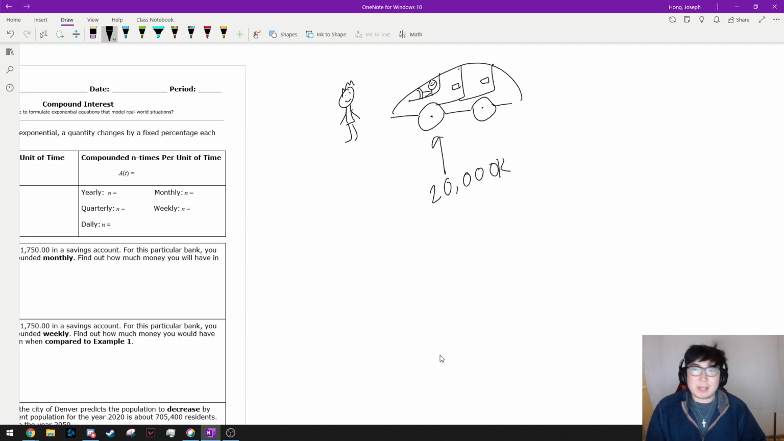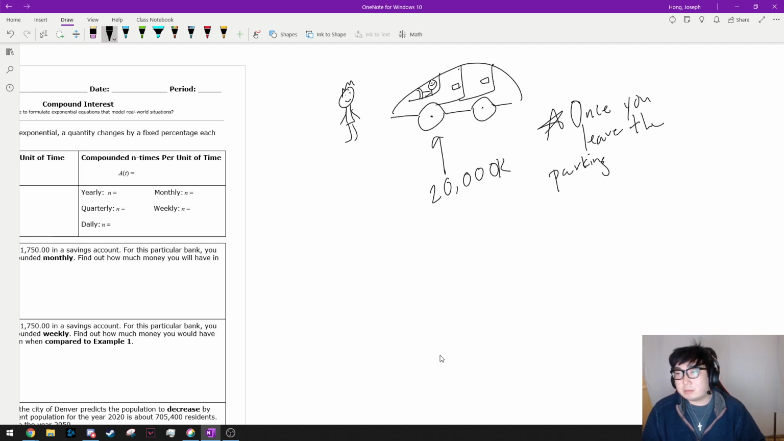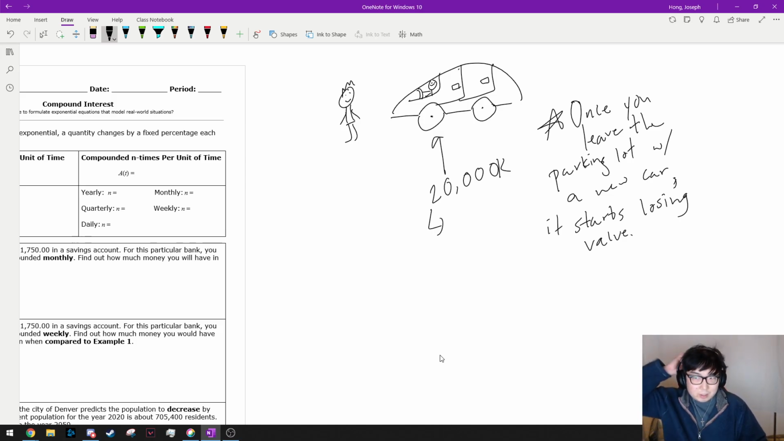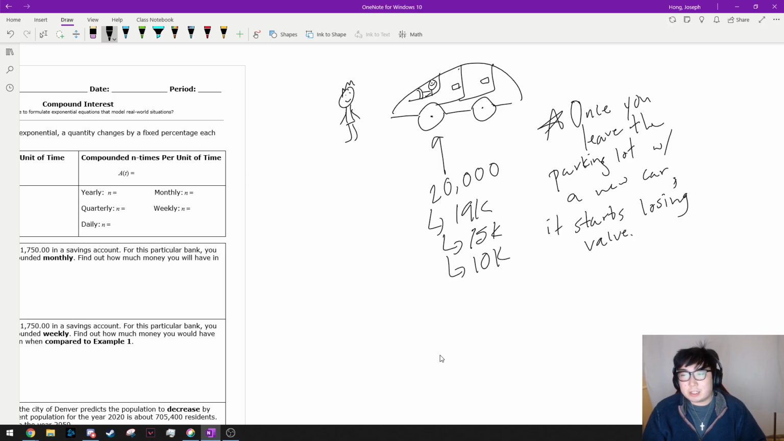And we all have that idea that once you leave the parking lot with a new car, it starts losing value. Value, not values. As in, your car becomes less worth it. As in, like, after a year, it could be around like 19K. And after 5 years, it could be like 15K. And like after 10 years, it becomes like 10K, and then so on and so on. It becomes 5K, then it ends up being just useless.